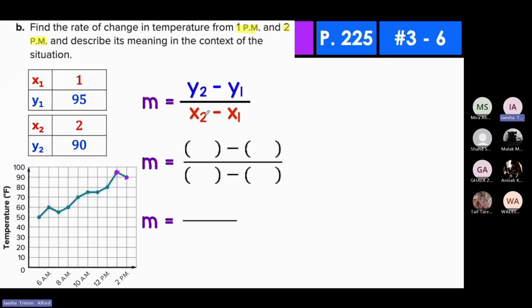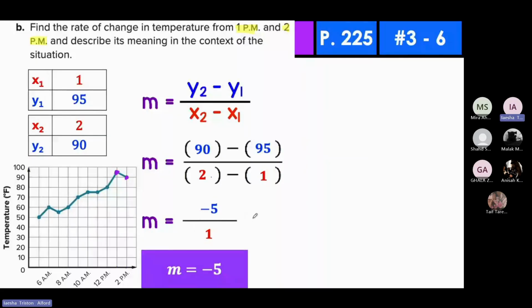Part 2, you need your slope formula. y2 is 90. y1 is 95. x2 is positive 2. And x1 is 1. Subtract the numbers in the top. You get negative 5. Subtract the numbers in the bottom. You get positive 1. Divide, you get negative 5.